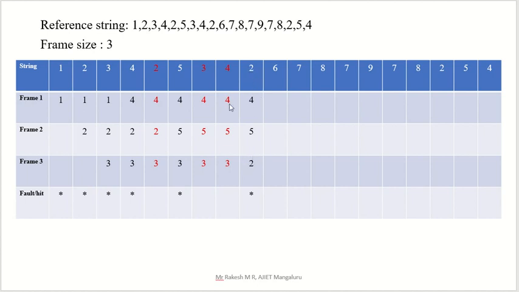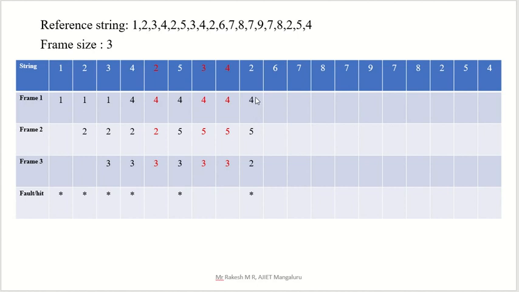Is 2 here? No, that's why we take it from secondary memory. So here is a page fault. Now we have to go for 6. Is 6 here? No, 6 is not there. That's why we have to take it from secondary memory. Main memory we don't have 6, that's why we have to take from secondary memory.